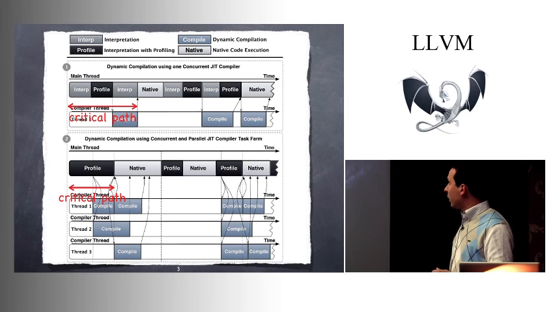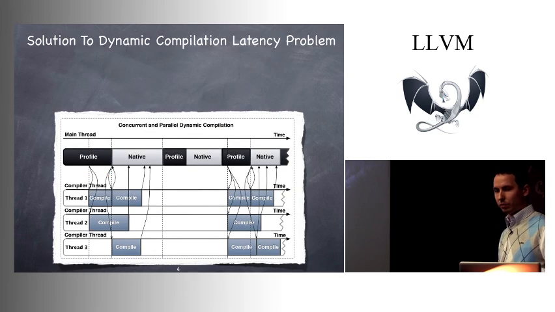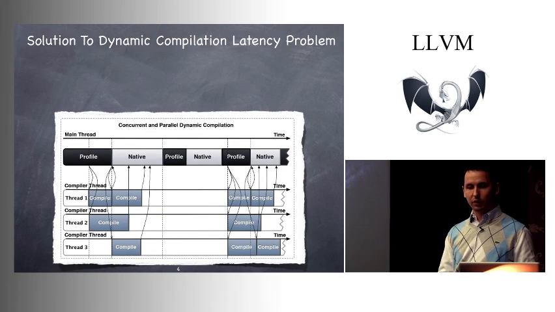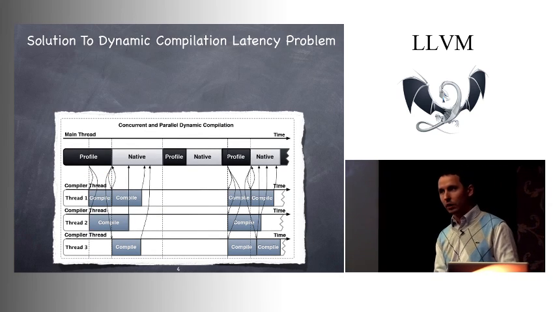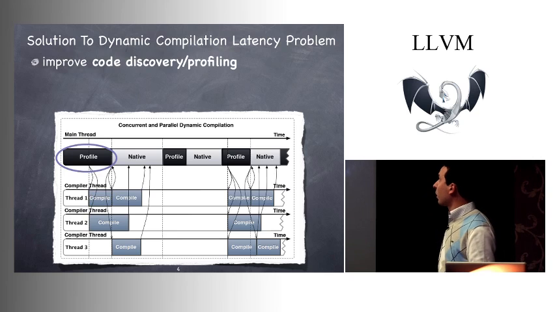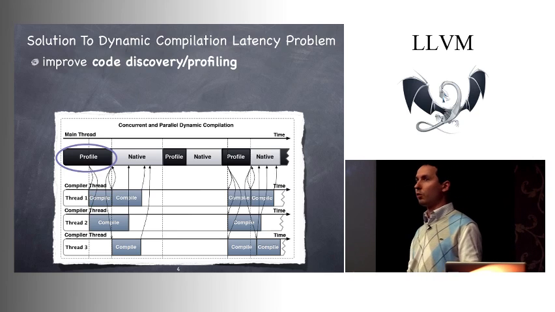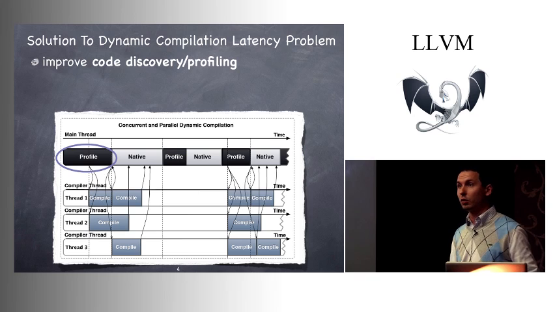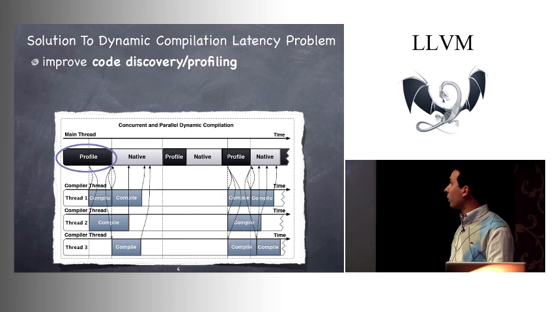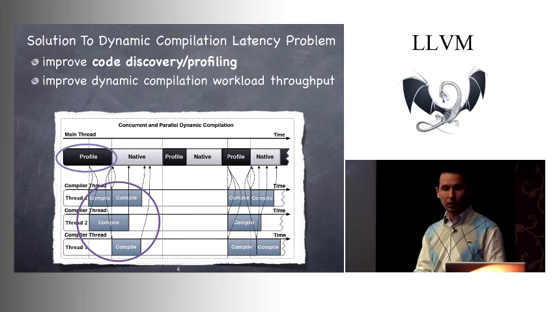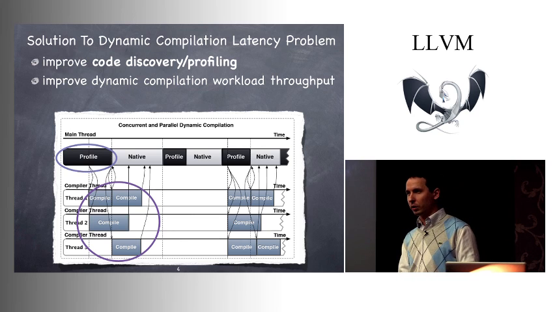So just to reiterate, what's the solution to the dynamic compilation latency problem? What are the things that we need to look at? We need to improve the code discovery or profiling. So this is how do we figure out what's frequently executed efficiently? And of course, we need to improve the throughput of our dynamic compilation subsystem.